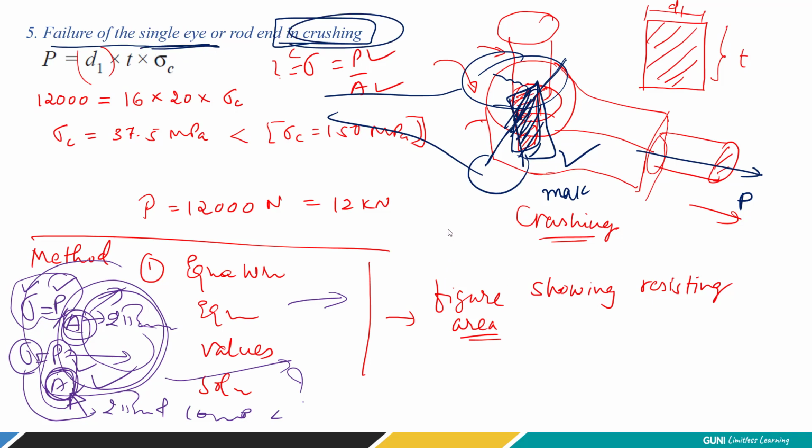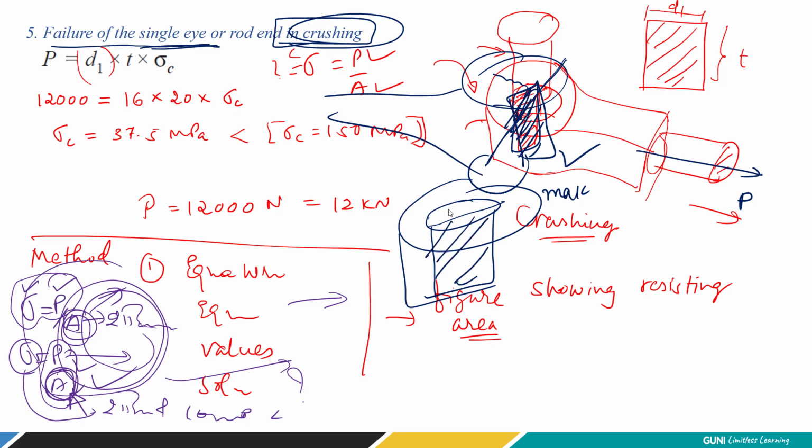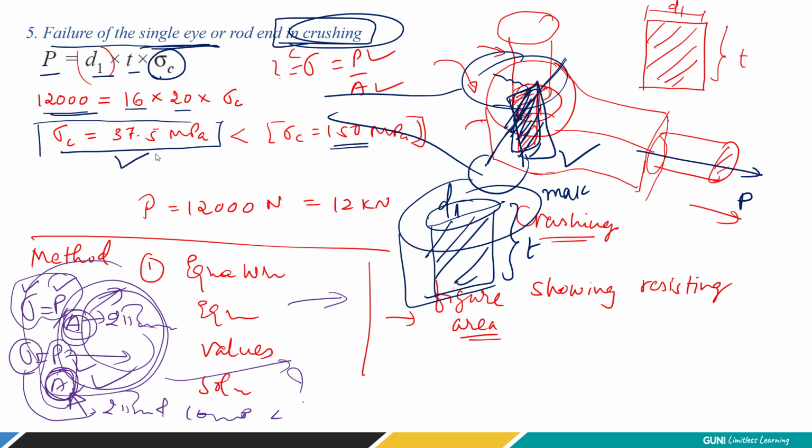Now what is equation? Very simple. ये जो round section है यहाँ पे pin contact करने वाले, इससे projected area कितना होगा? Rectangle area जितना, right? So that rectangle area is simply pin dimensions and the height of the single eye thickness, right? So here the load is equal to d1 into t into compressive stress. Again we are having the values 16, 20 and 12 kilonewton load, right? Just find out the sigma c crushing stress. Again it is much safer. Why? Because it is less than the 150 limit. Induced stress कितनी है? 37.5 और the permissible limit कितनी है? It is 150. So it is much safer, right?